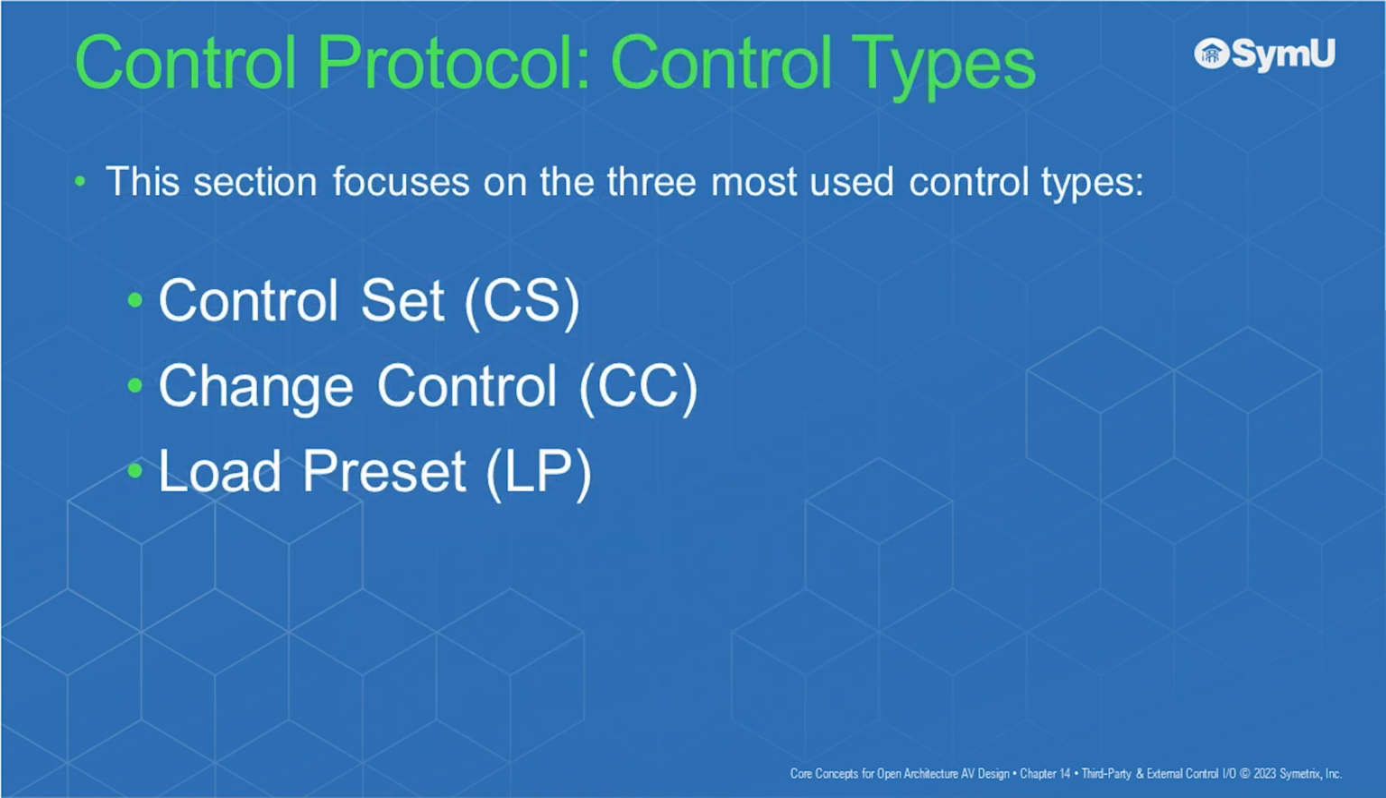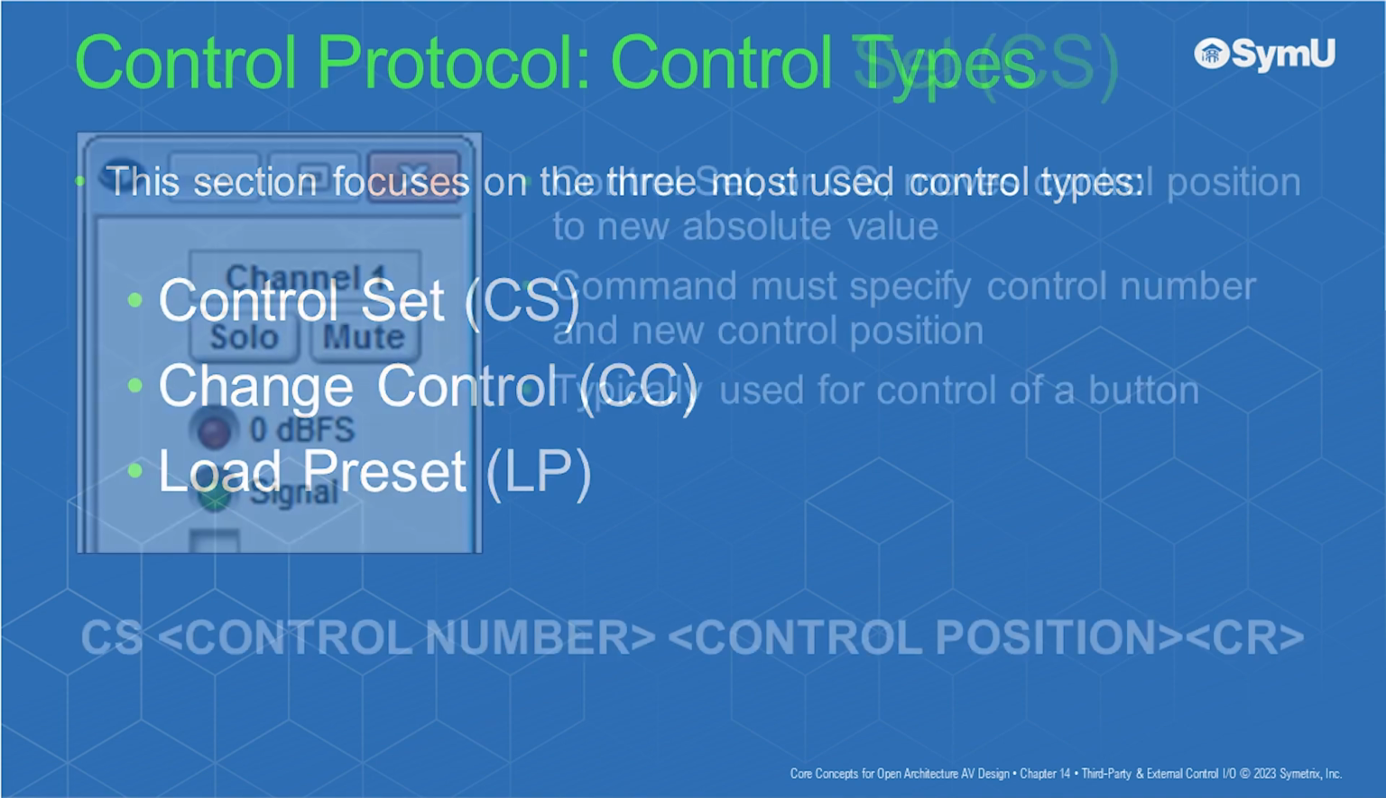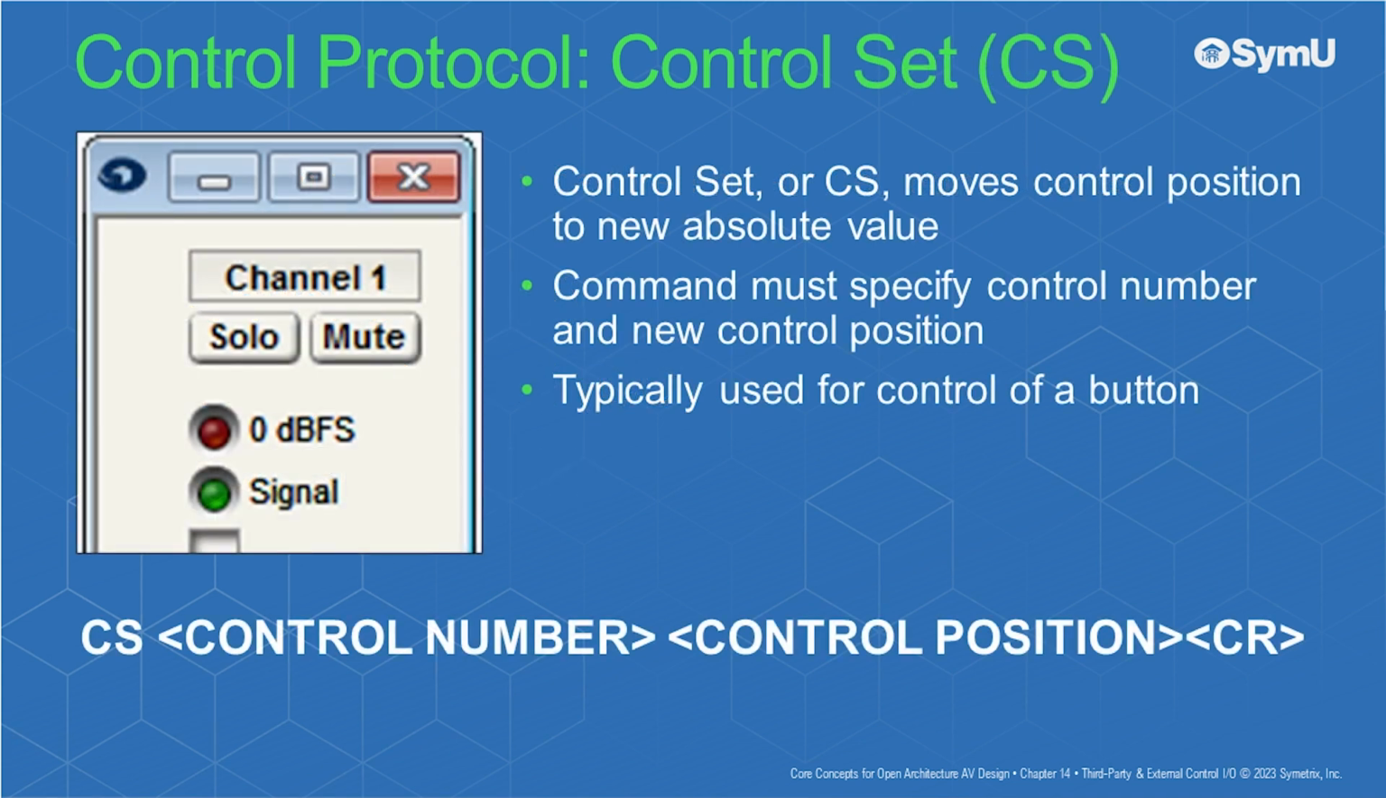This section of the chapter focuses on the 3 most commonly used control types: Control Set, CS, Change Control, CC, and Load Preset, LP. Use the Control Set, or CS command, to move a control position to a new absolute value. The command must specify the control number and the new control position. This command is typically used for control of a button.